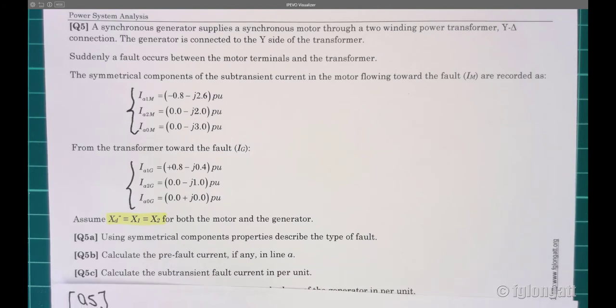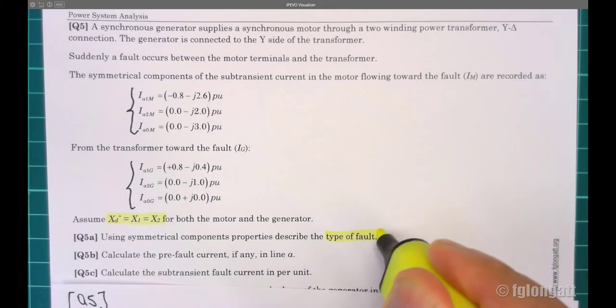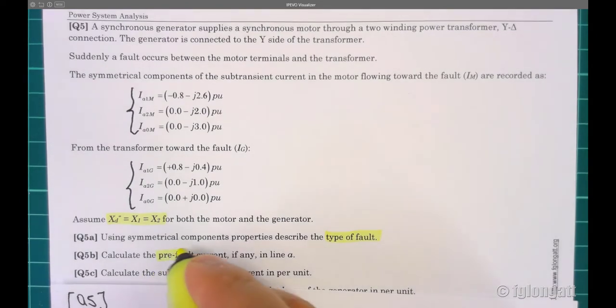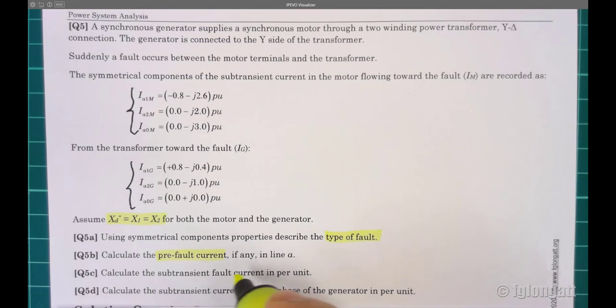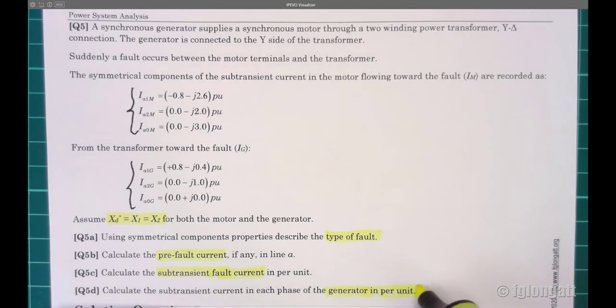Using symmetrical components, describe the type of fault. That is something that we need to understand. Then calculate the pre-fault currents, then calculate the subtransient fault currents, and then calculate the subtransient current contribution coming from the generator in per unit. This is a very simple problem.